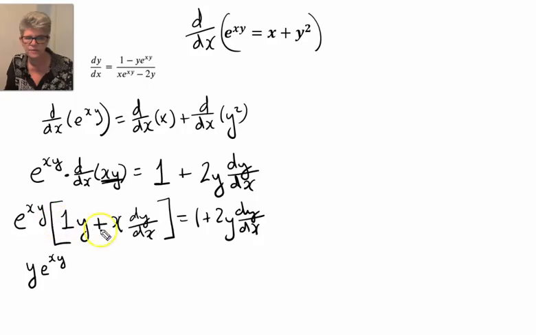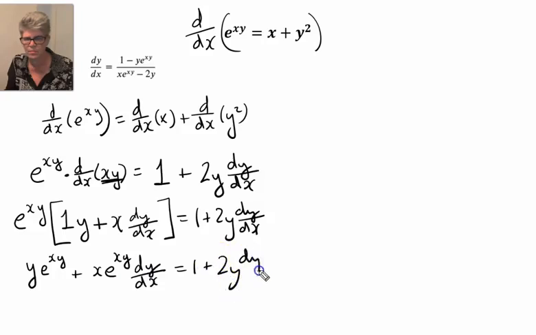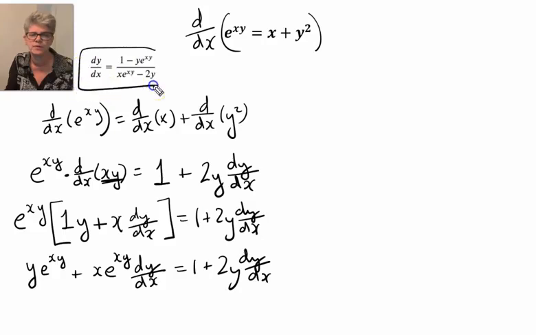So I'm going to have e to the xy times x, but again I'm going to put the x out the front. And then times dy dx. Okay, now I want to solve for dy dx. I want to get dy dx by itself on the left-hand side. So anything that has a dy dx in it should be on the left-hand side, and anything that doesn't should go over to the other side.